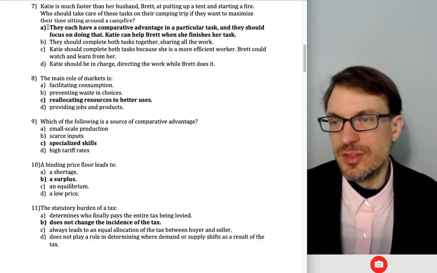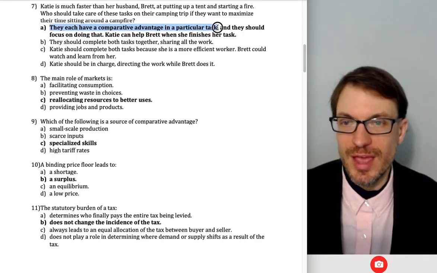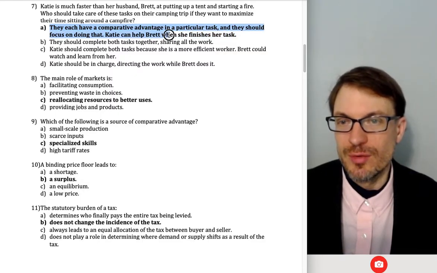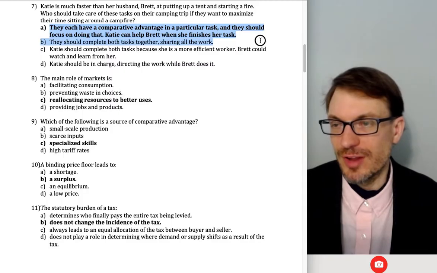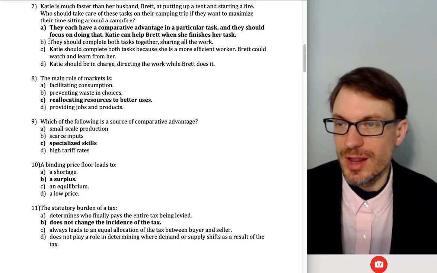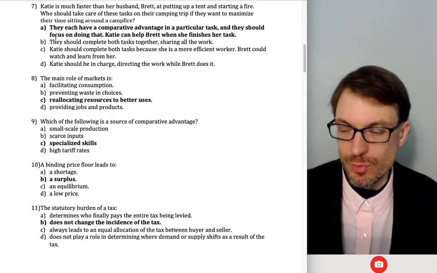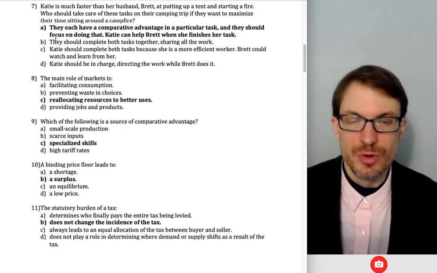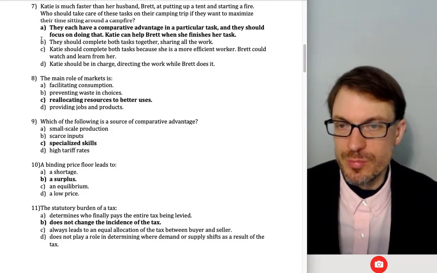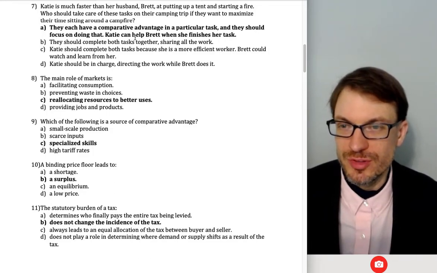So indeed, the correct answer is they each have a comparative advantage in a particular task. They should focus on doing that. Katie can help Brett when they finish their task. Katie should. So that's the right answer. Whatever ends up being Katie's task, it's going to be whichever one Katie has the lowest opportunity cost of producing. They should complete both tasks together, sharing all the work.